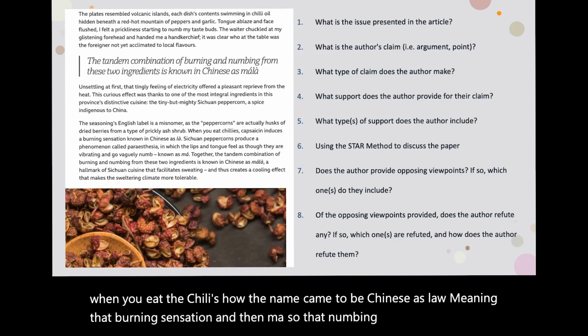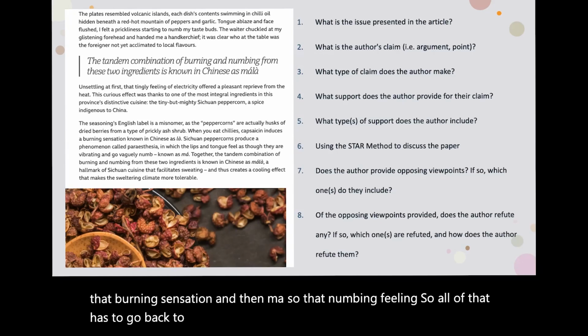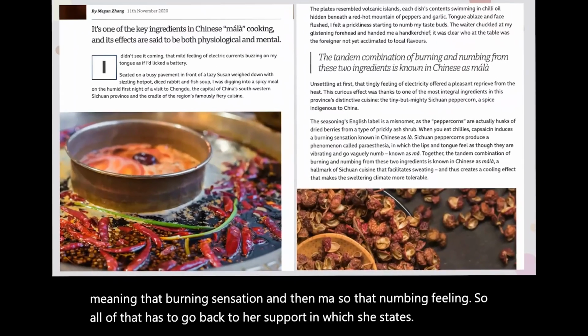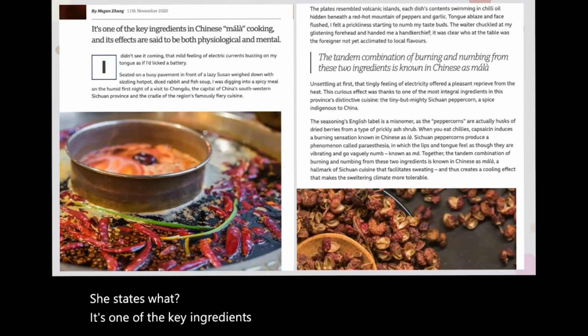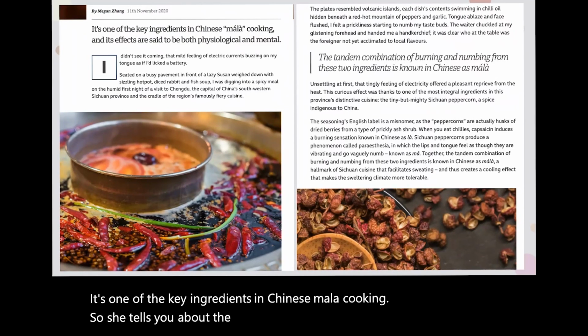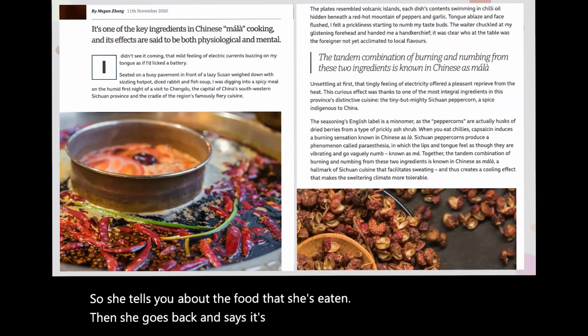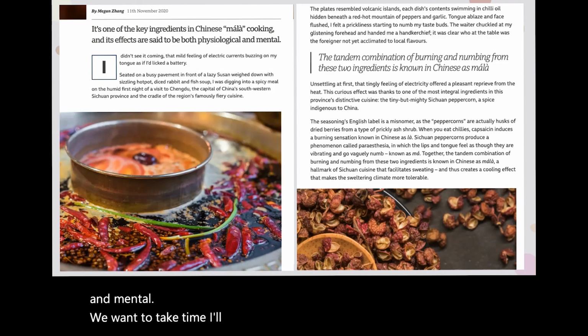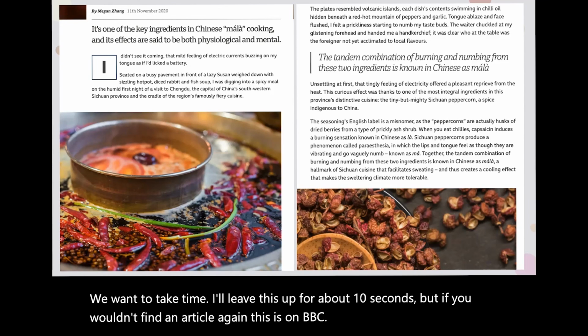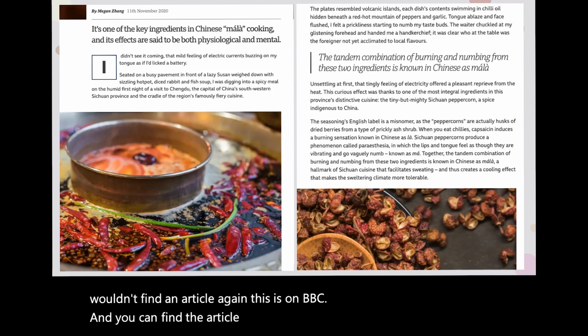So all of that has to go back to her support, in which she states, what? It's one of the key ingredients in Chinese mala cooking. So she tells you about the food that she's eaten. Then she goes back and says its effects are said to be both physiological and mental. You want to take time? I'll leave this up for about 10 seconds. But if you want to find the article, again, this is on BBC, and you can find the article. But take the time to actually practice this.